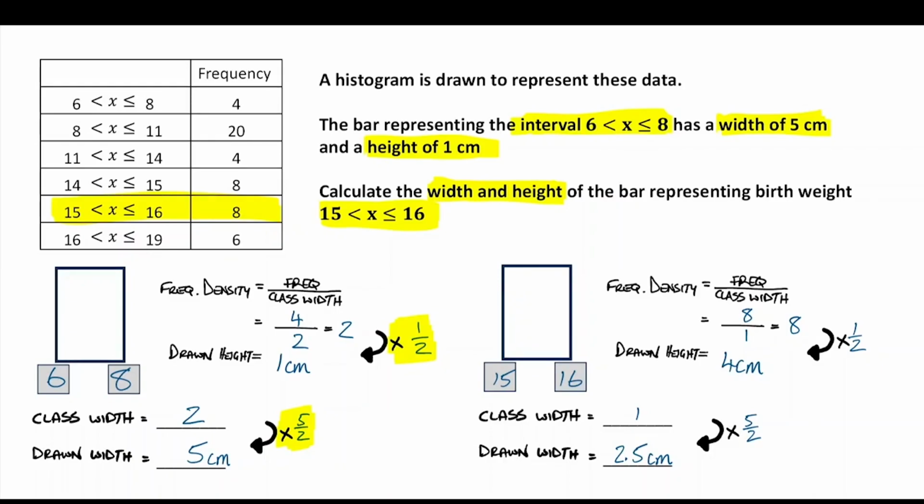We needed to find the drawn width and we needed to find the drawn height. This technique makes it very clear what your process is. This technique maximizes your marks each and every time. Start with the bar you have all the information for and find 2 scale factors. Apply those scale factors to the bar you don't have any information for, and that's how you find the width and the height.